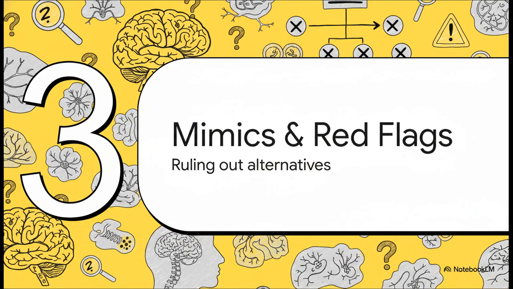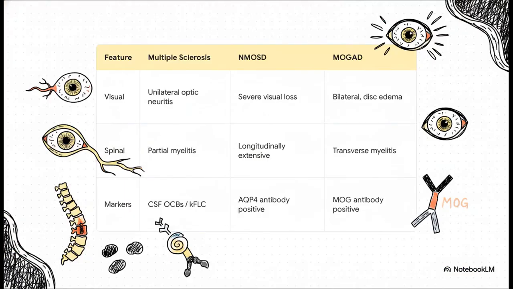Section 3. Differentials and red flags. Before we lock in an MS diagnosis, we must rule out the major inflammatory mimics. For instance, if you're looking at a patient with bilateral optic neuritis and disc edema, you need to be thinking MOGAD. If they present with severe visual loss and a longitudinally extensive spinal cord lesion, you absolutely must check for aquaporin-4 antibodies to rule out NMOSD.